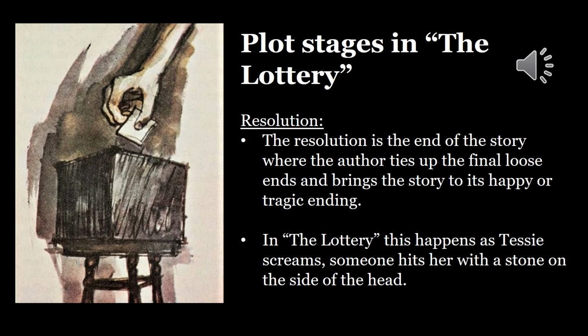Finally, we have the resolution. The resolution is the end of the story where writers tie up the final ends and bring a happy or tragic ending. In the lottery, this happens when Tessie screams, then someone hits her with a stone on the side of the head. Then Old Man Warner urges the villagers to keep on hitting her. Finally, the villagers descend upon Tessie with the stones, and the story concludes.